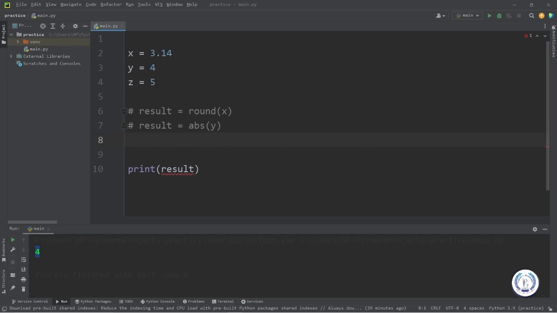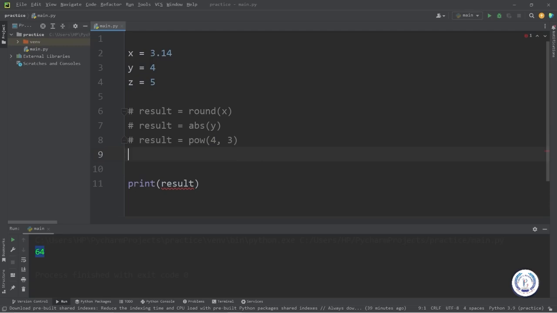There's a built-in power function. Result equals pow. Then we'll need a base and an exponent. What's y to the power of 3? That would be 4 times 4 times 4, which is 64. That's the pow function. You can raise a base to a given power.